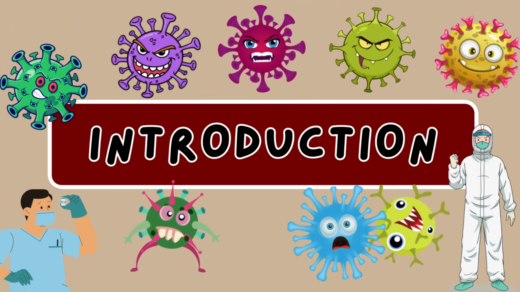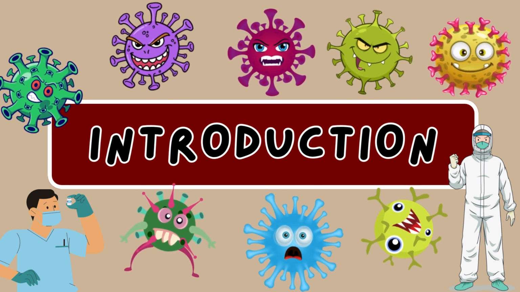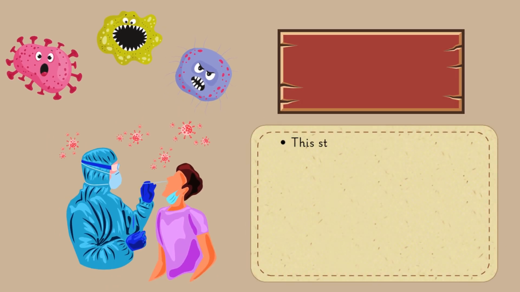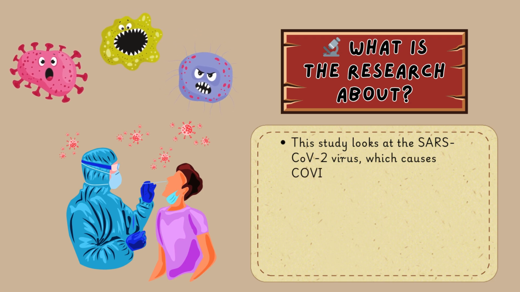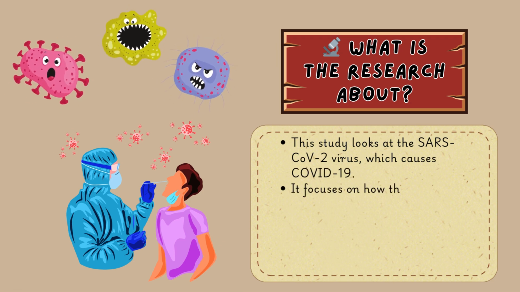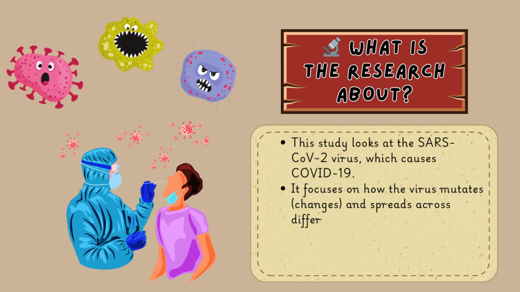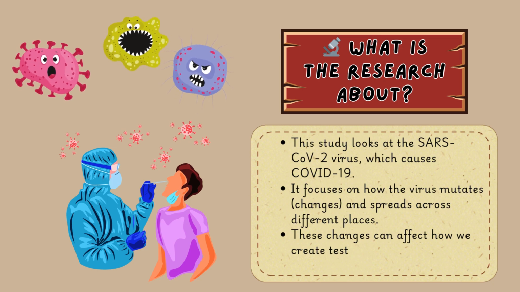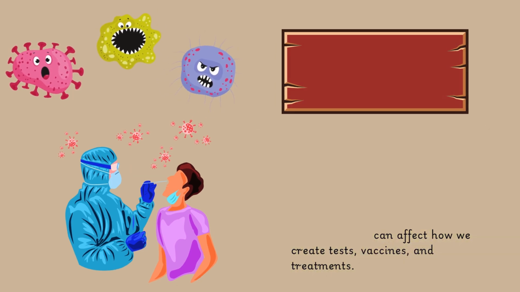This study looked at the changes in the SARS-CoV-2 virus and how those changes affect the way we test, treat, and protect against COVID-19. This research is about the SARS-CoV-2 virus, which causes COVID-19. Our research looked at how the virus changes or mutates and how it spread in different countries. These changes are very important because they can affect how we make tests, vaccines, and medicine to fight the virus. If we understand how the virus changes, we can make better tools to control the pandemic.